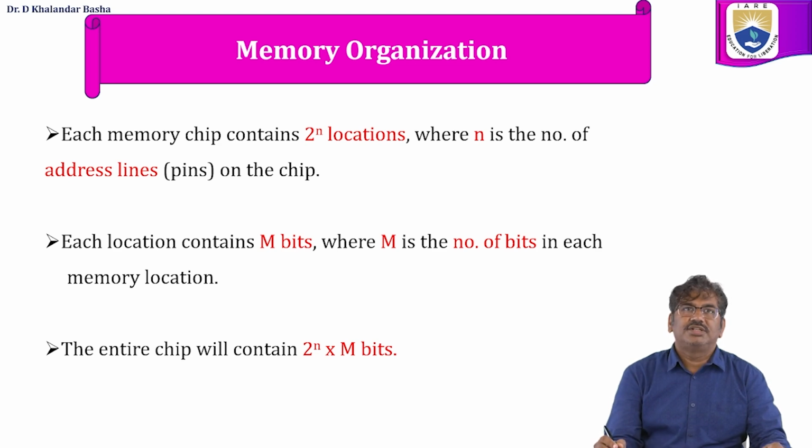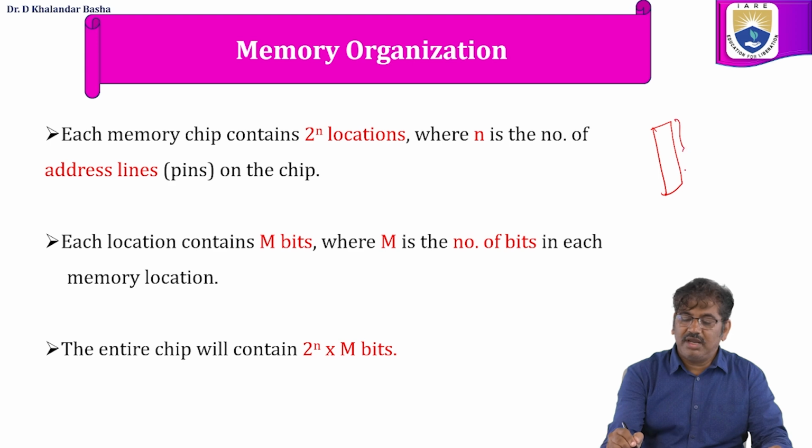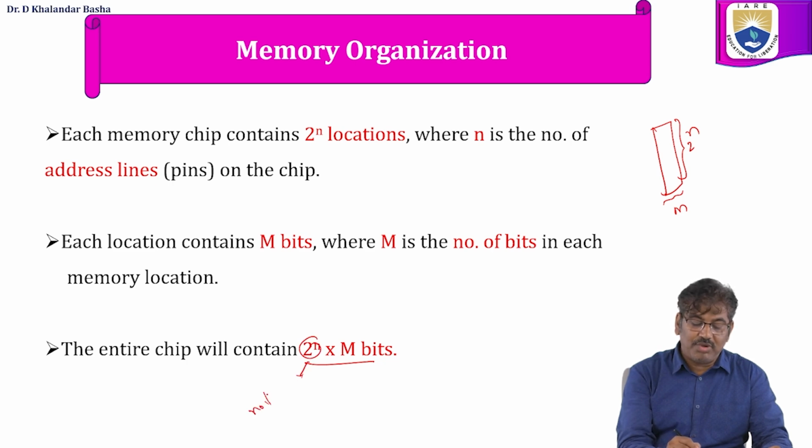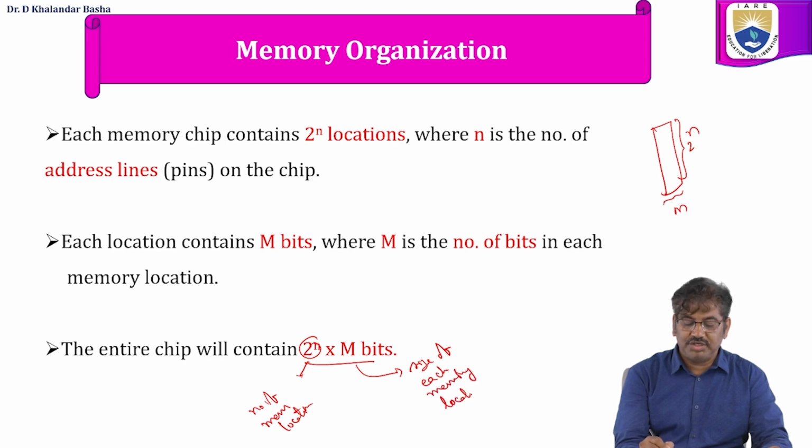So first we will see the memory organization. Each memory chip contains 2 to the power of n number of locations, where n indicates the number of address lines on the chip. Each location contains m bits, where m is the number of bits in each memory location. So the size of the memory is indicated as 2 to the power of n cross m. The first one indicates the number of memory locations. The second parameter indicates the size of each memory location.